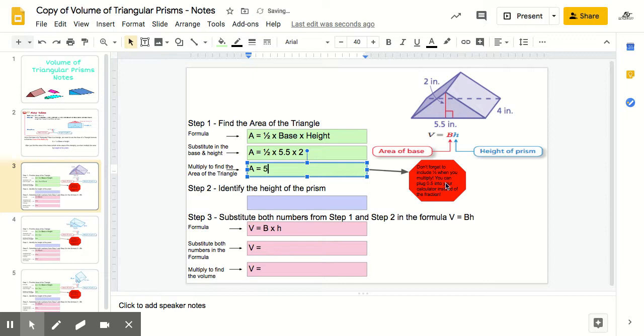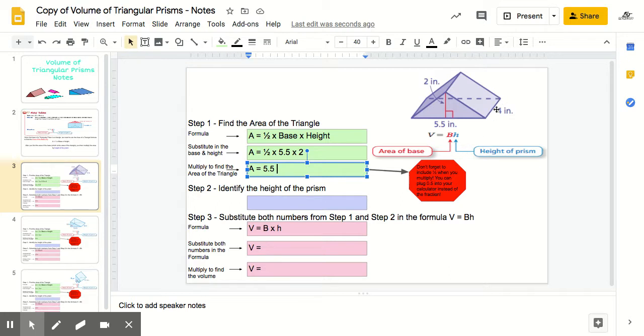So when I multiply those numbers together, we get 5.5. That tells me that the area of this triangle right here is 5.5, and it's in inches squared. But we're not done. That was our first step. Now we come to step 2. Step 2 is to identify the height of the prism. So the height of the prism is right here.